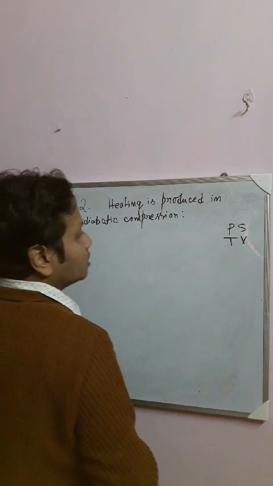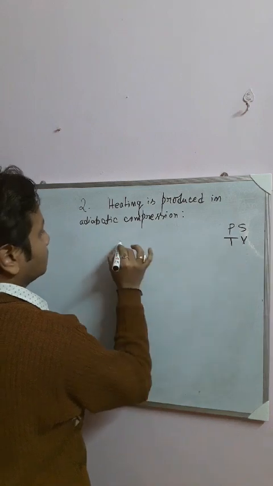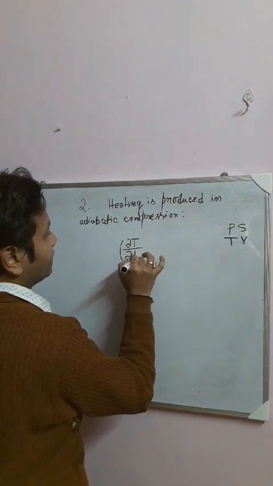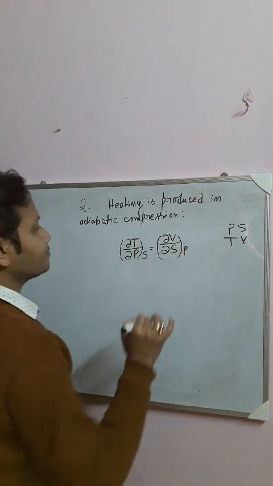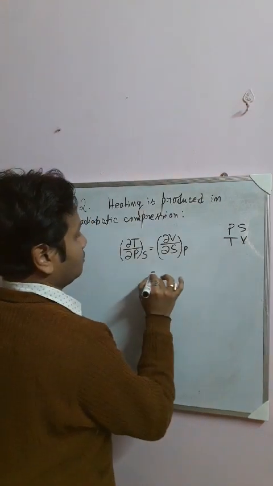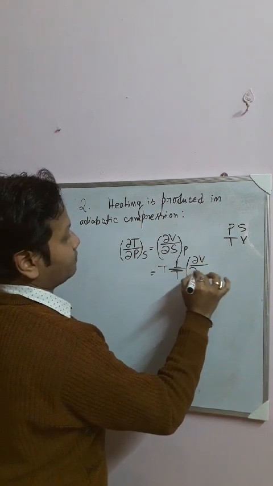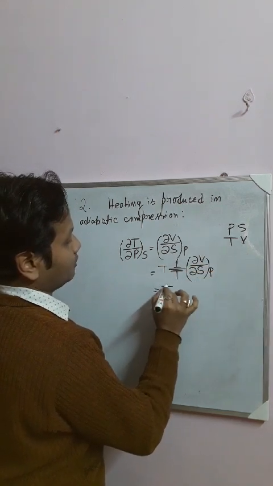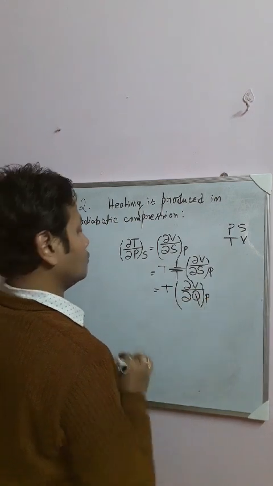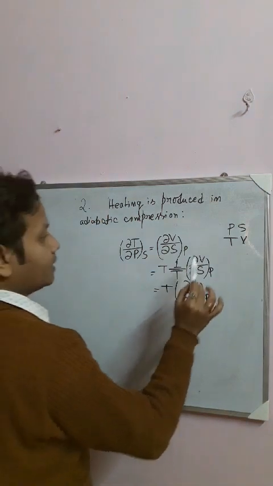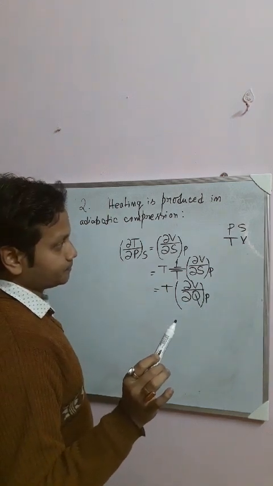So we use this relation, that is del T del P, S constant, equals del V del S, pressure constant. Now we can write this term in this way: T by T, del V del S pressure constant. So what is this? T del S means del Q, so we can write del Q. This we can write as T into del V del Q, pressure constant.